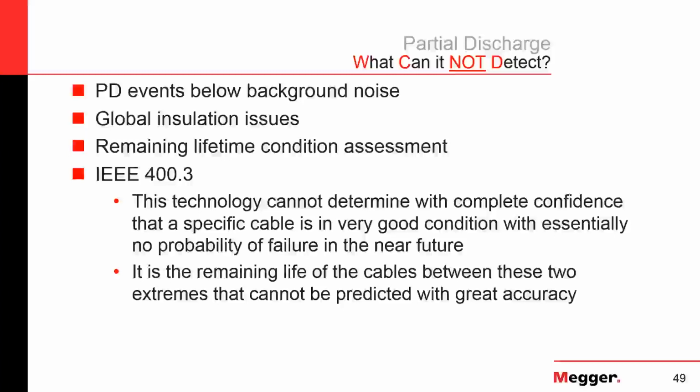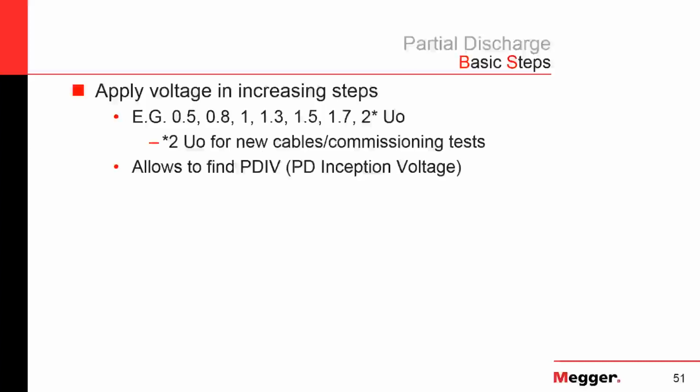It's the remaining life between a very good and a very bad cable that cannot be predicted with great accuracy. So trending, doing consistent measurements every couple of years where you get the trending data, helps a lot with being able to predict cable remaining lifetime.